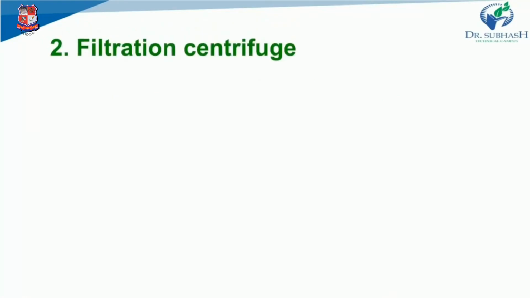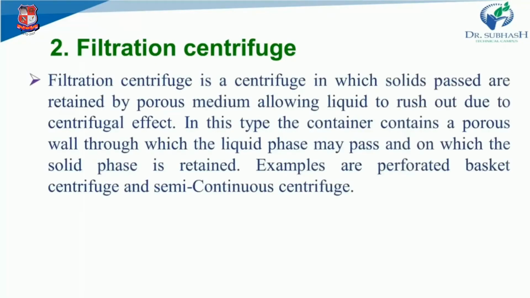Now, second is filtration. The first one we saw was sedimentation, but the second one is the filtration centrifuge. A filtration centrifuge is a centrifuge in which solid parts are retained by a porous medium, allowing liquid to rush out due to the centrifugal effect. This type of container contains a porous wall through which the liquid phase may pass and on which the solid phase is retained. Examples are the perforated basket centrifuge and the semi-continuous centrifuge.